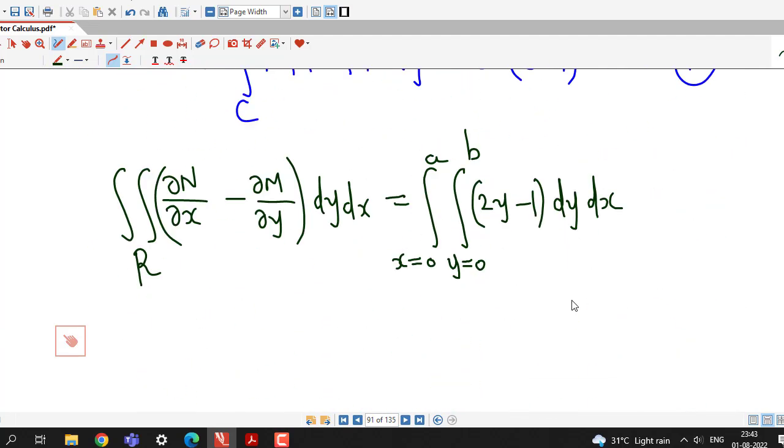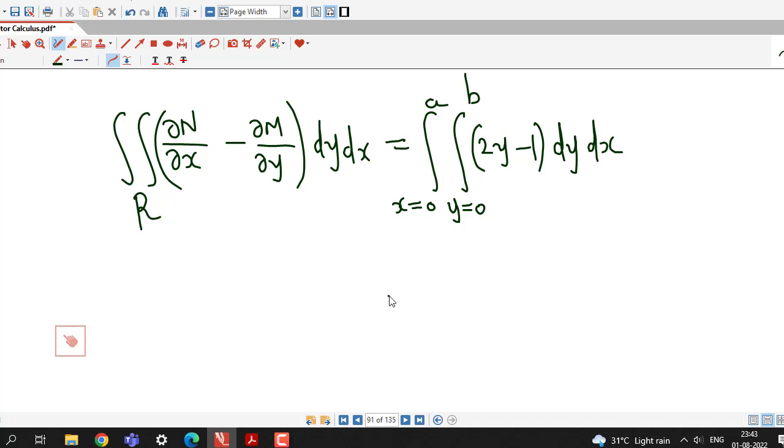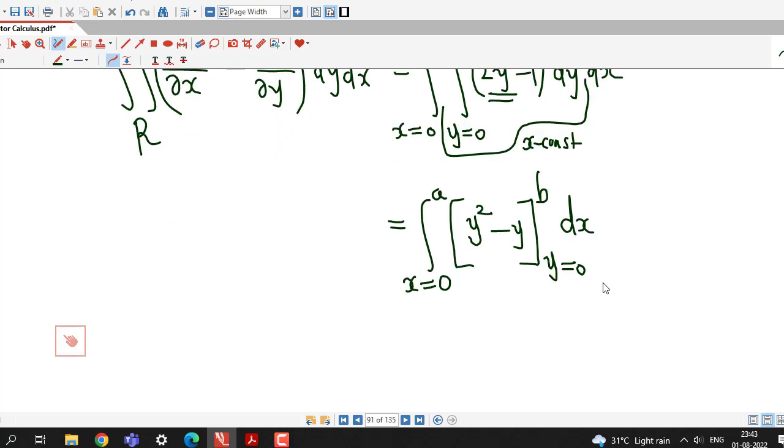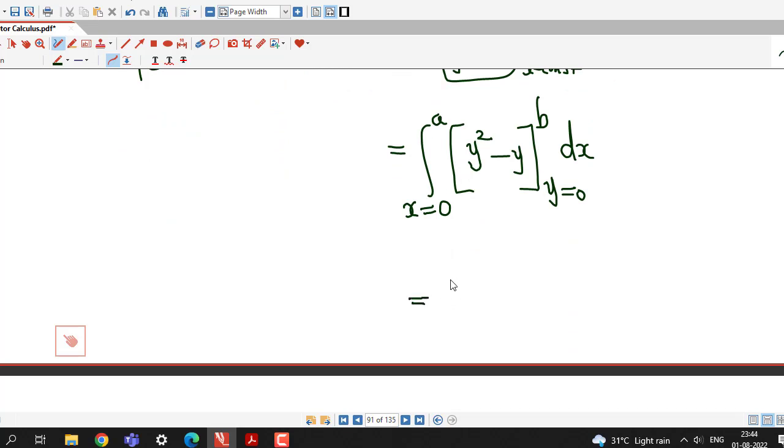Now we try to evaluate this double integral. First integral is with respect to y. So while doing that integral, we will consider x as constant. So this is equal to x is from 0 to a, and integral of 2y is 2 into y square by 2. So I write only y square minus y, and y has limits from y equal to 0 to y equal to b. So first we put y equal to b, and this is as it is.